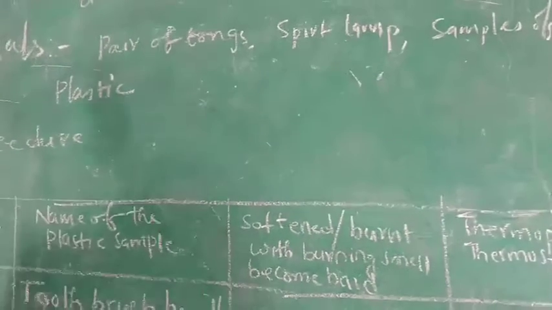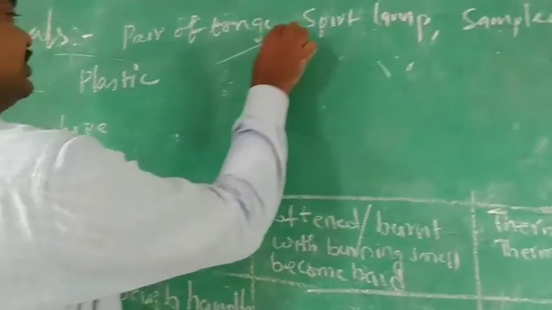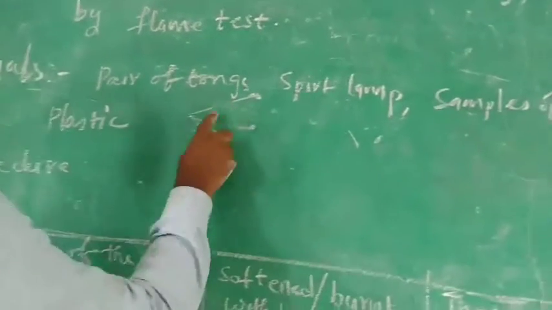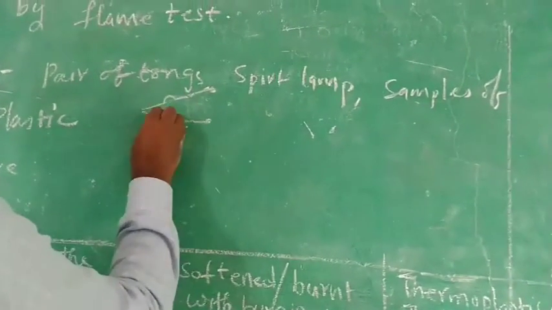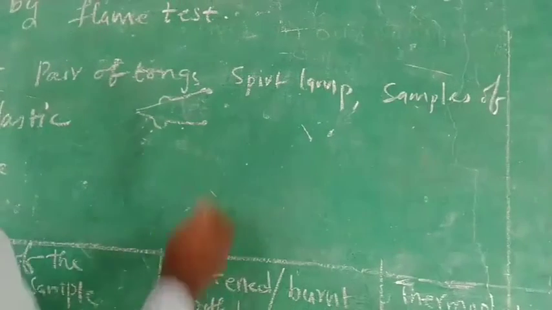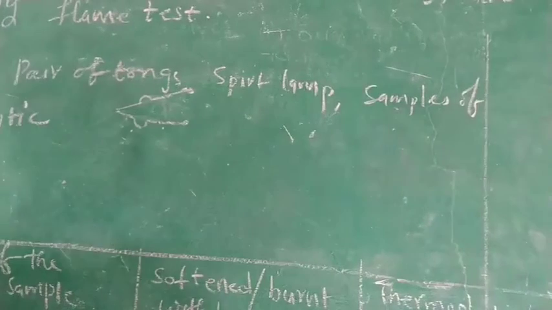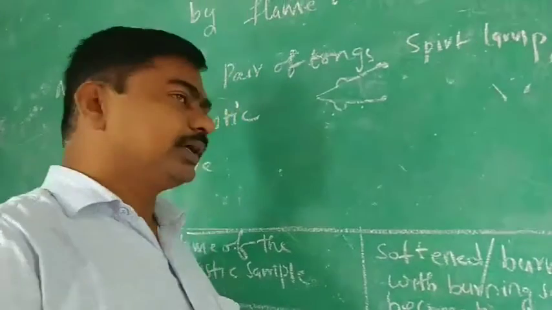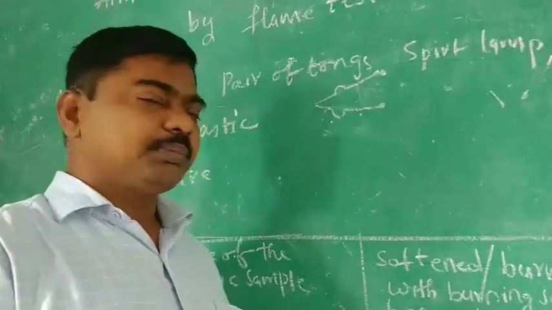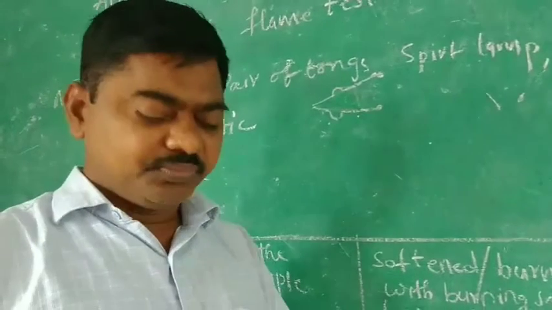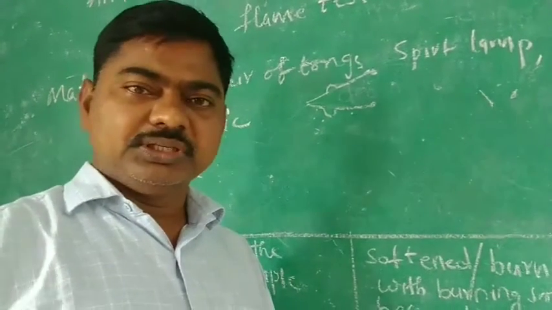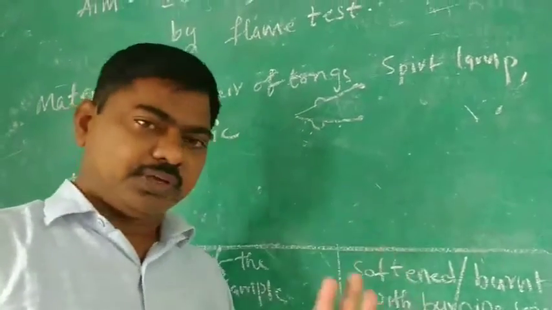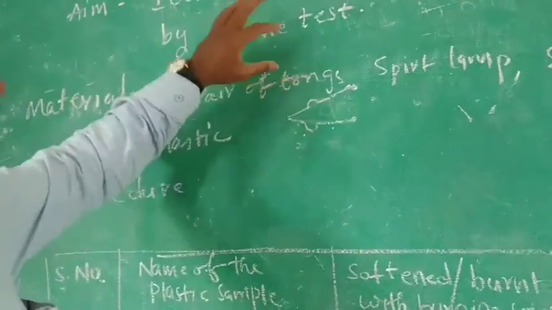Already we have discussed how the tongs work. Whenever you press here, you get hold with the tongs. Why are you taking it with the tongs? Suppose during the experiment a burnt piece of plastic falls on our body, severe burns will take place and there will be a lot of pain. That's why you have to do this experiment with a lot of care, with the help of the tongs.